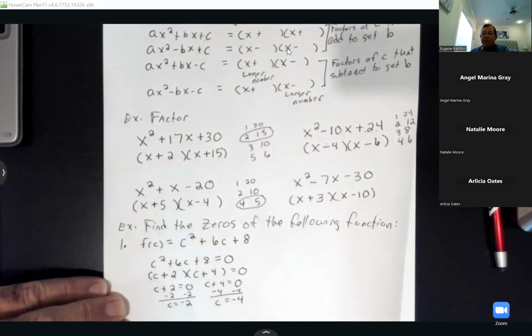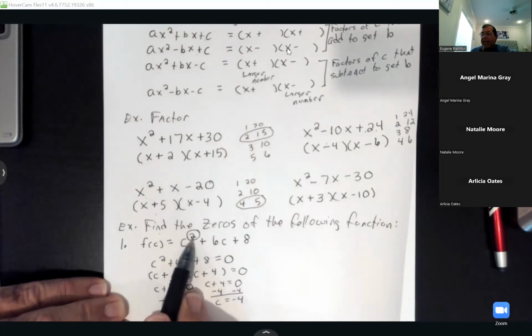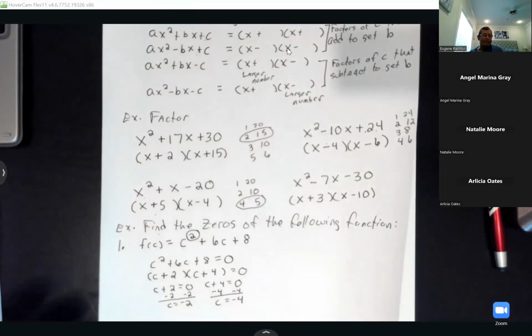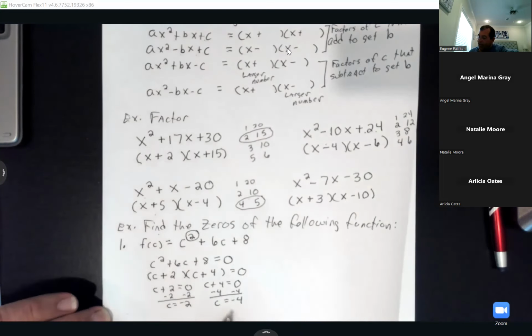So my two solutions, now here's a trick. The biggest exponent is a 2, and that tells me I need two answers. And there we go, -2 and -4. So if we can factor, it's nice because we can get our answers really quick. And if you notice, the solutions always have the opposite sign of your factors. If both your factors are positive, your two solutions will both be negative, and vice versa, okay?